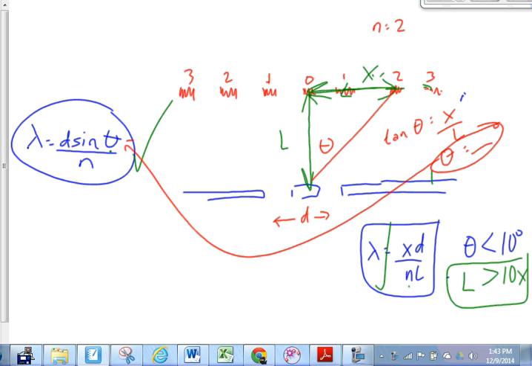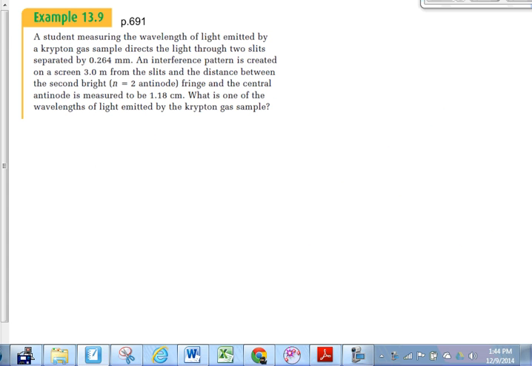But if L is greater than 10 times x, why would we? Why would we go to the bother of solving for theta if we know that theta is under 10 degrees because L is greater than 10 times x? So do this test if it looks like you want to use this equation. And if you pass the test, then use that equation. If you fail the test, then calculate theta and go back to this equation that we did in our homework. All right? Let's take a look at an example problem and see what comes out of this one.